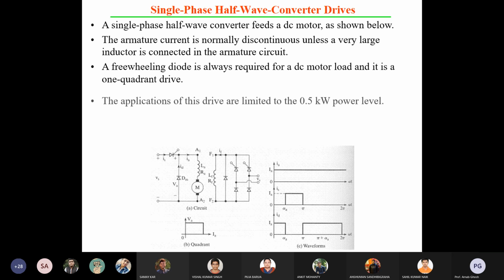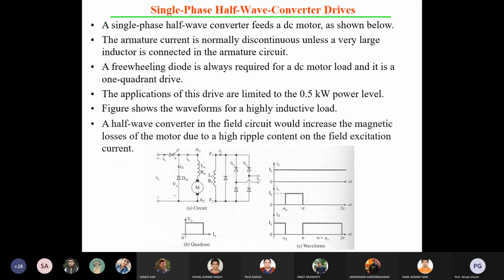So here you can see the half wave converter drive. For the half wave converter drive, you can observe that one controlled rectifier, sorry, one SCR is there. Then the motor drive is there. One freewheeling diode is required. For that, the motor is an example of an RLE load, so negative voltage can also be there. Sometimes that freewheeling diode is required for dissipating that negative voltage. So it is a first quadrant operation.